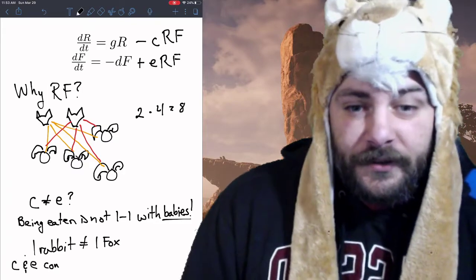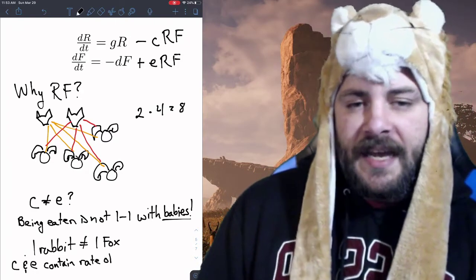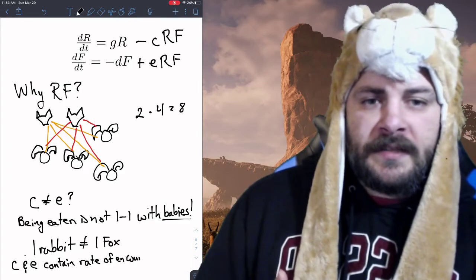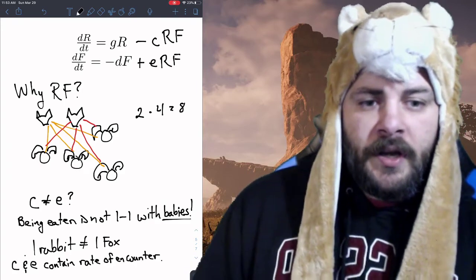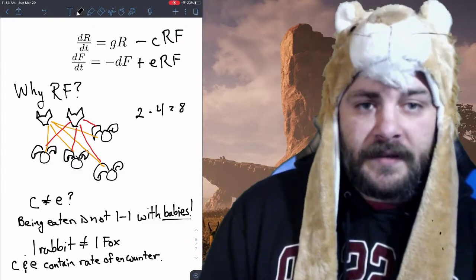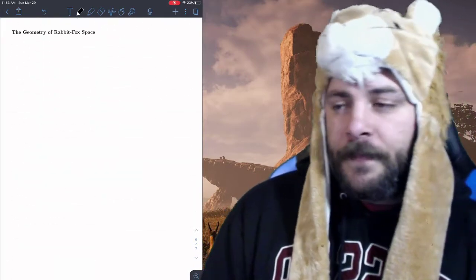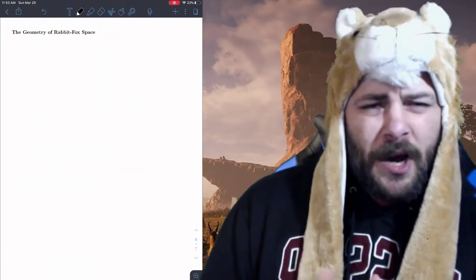That might be a good little exercise to do. What's important to note here is that C and E both contain the rate at which these encounters actually occur, in addition to some sort of valuation of the benefit or detriment that the encounter incurs on the respective populations.